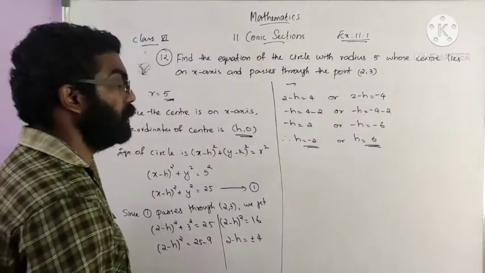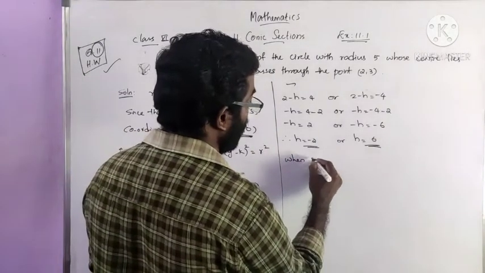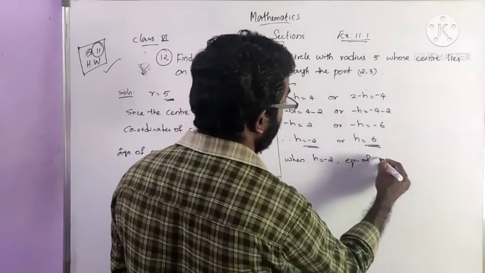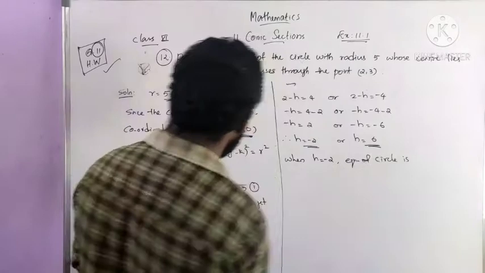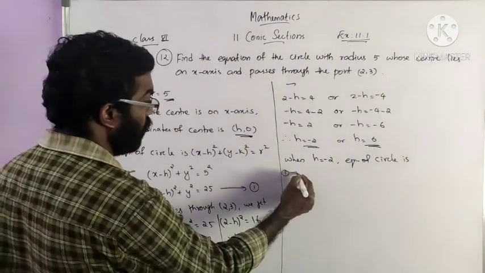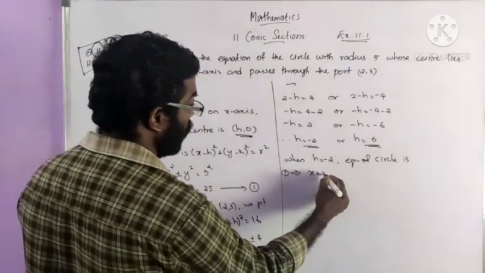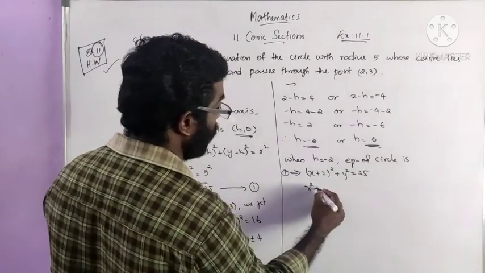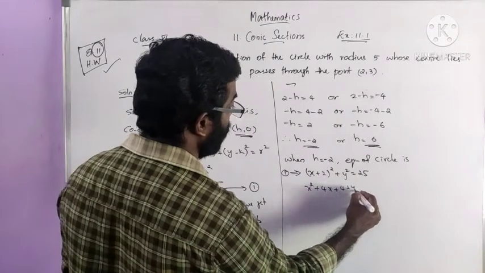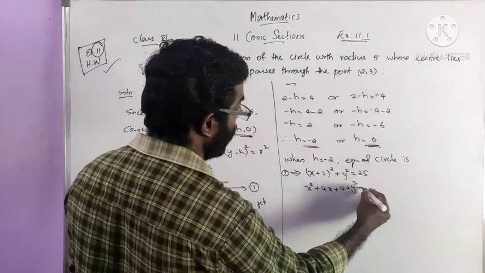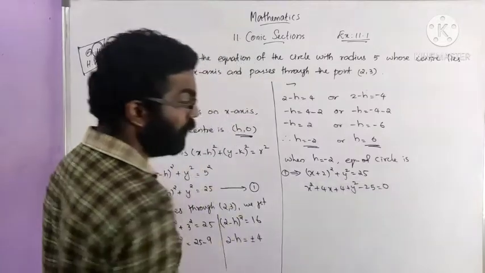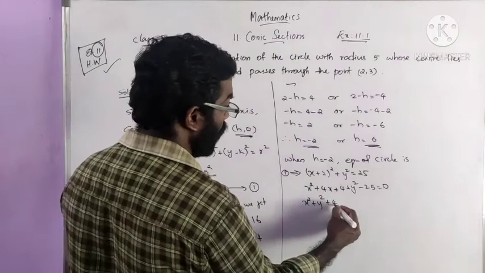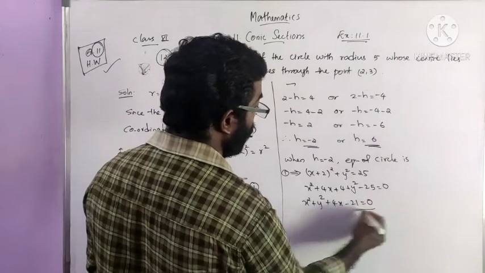First we can take h as minus 2. When h is equal to minus 2, equation of circle is, we can replace it in equation 1. Equation 1 implies x minus minus 2, x plus 2 the whole square plus y square is equal to 25. That is x square plus 4x plus 4 plus y square is equal to 25. Or we can take 25 to the left side, minus 25 equal to 0. That is x square plus y square plus 4x minus 21 equal to 0.